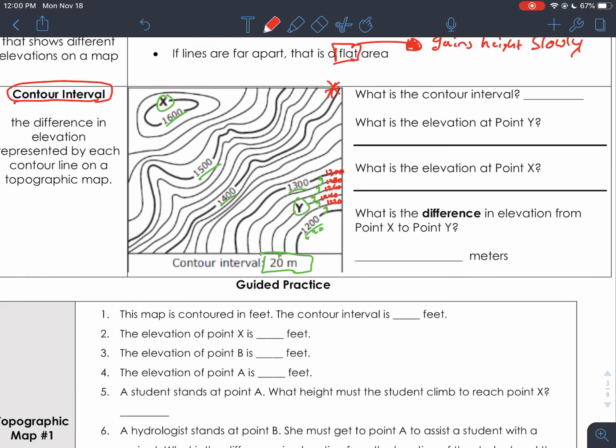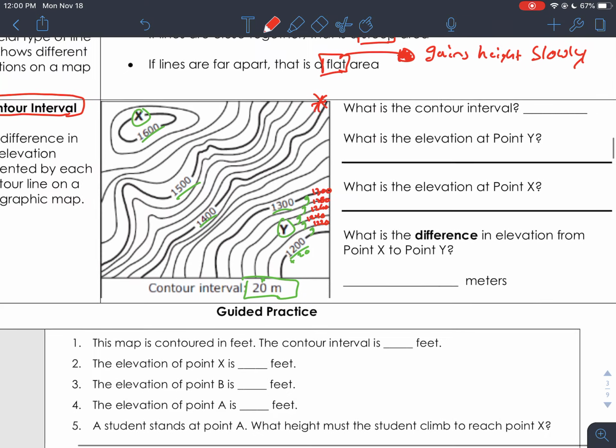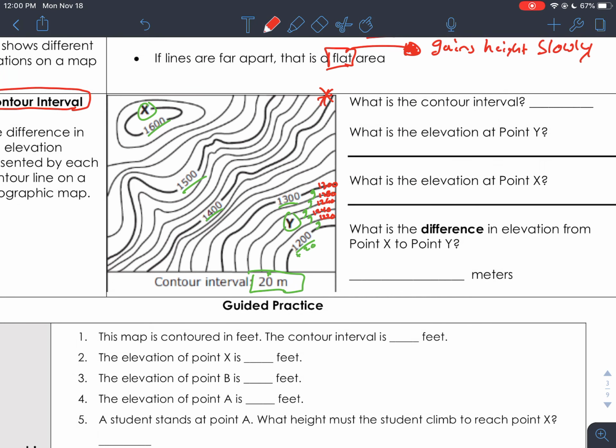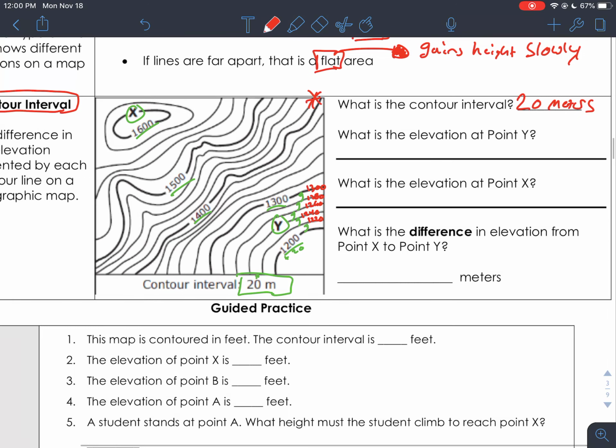So let's check out the questions we have over on the right side. One of them says, what is the contour interval? You're always going to be given the contour interval, so you just have to look on your map, and you see here that it's 20 meters. So go ahead and copy down 20 meters into that space.